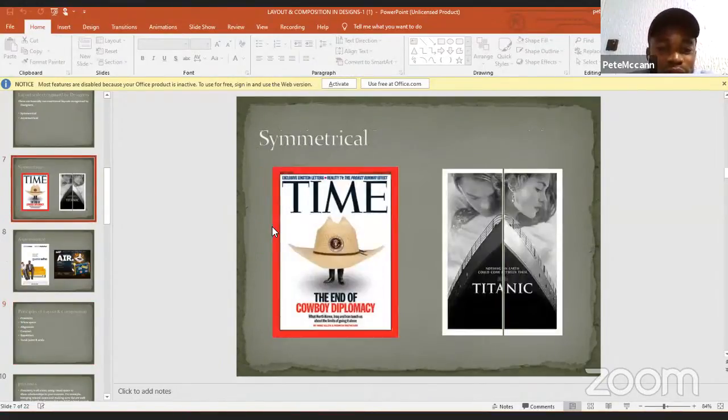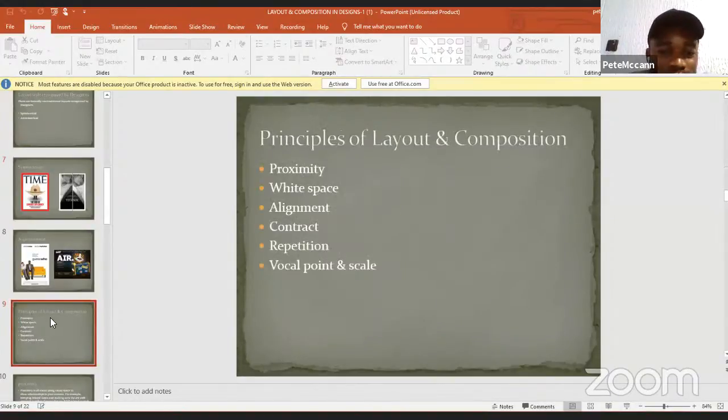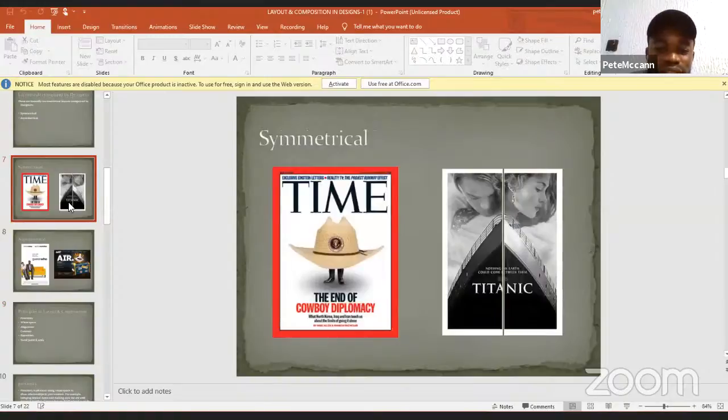Like from this, I was showing proximity, white space, alignment, contrast, repetition, and point and scale in this design. So we'll know, okay, from here, this asymmetry, we have a focal point, we have the proximity. Look at the red background, it's bringing out the proximity of the color. You see the text color, there's proximity in them.